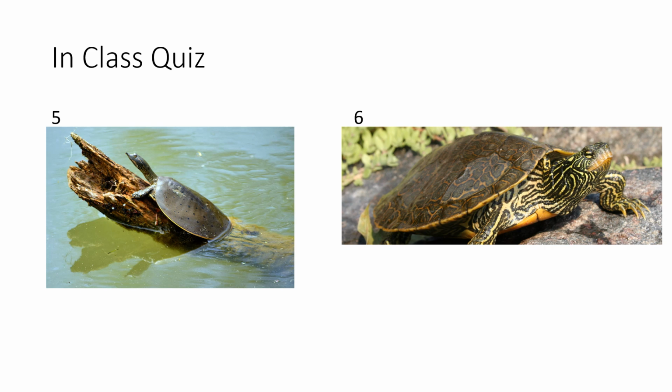Number 6 is the map turtle here, which can look very similar to a painted turtle sometimes too, but notice the lack of red and this more ornate shell. It also has a more prominent keel on the shell, whereas the painted turtle is more flat. It's squished down kind of like a pancake.